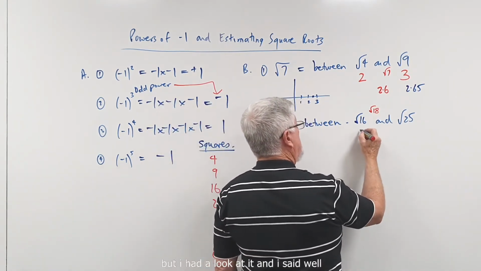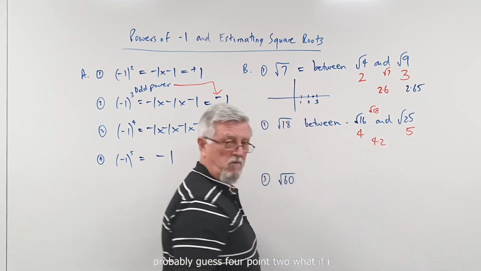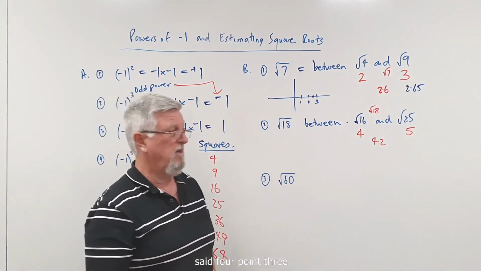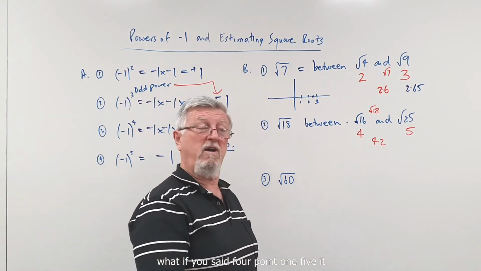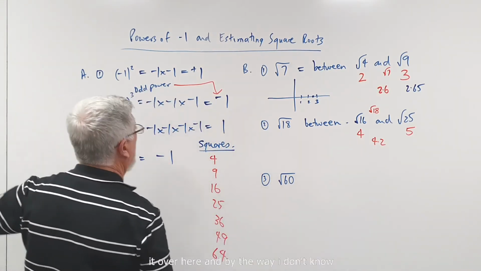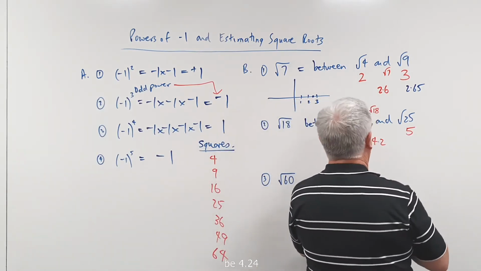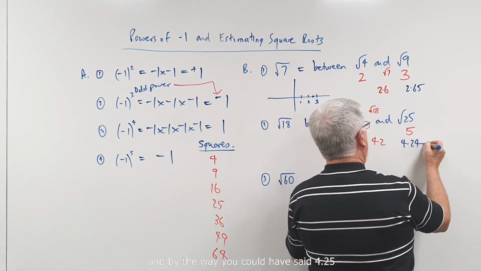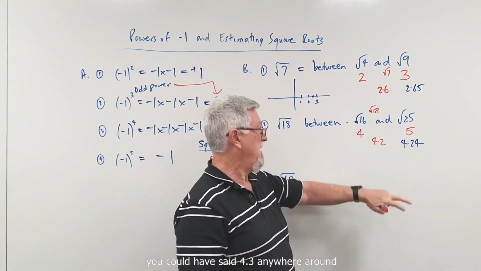If I had a look at it and I said, well, that's 4 and that's 5, I could probably guess 4.2. What if I said 4.3, 4.1? What if you said 4.15? I wouldn't know which one to guess, and I've got it over here. And by the way, I don't know this off by heart, and it turns out to be 4.24. So by the way, you could have said 4.25, you could have said 4.3, anywhere around there.